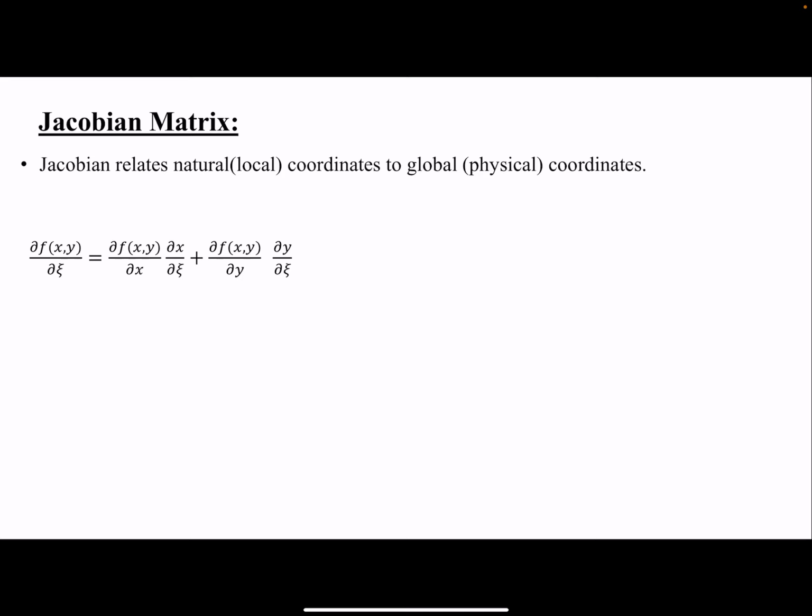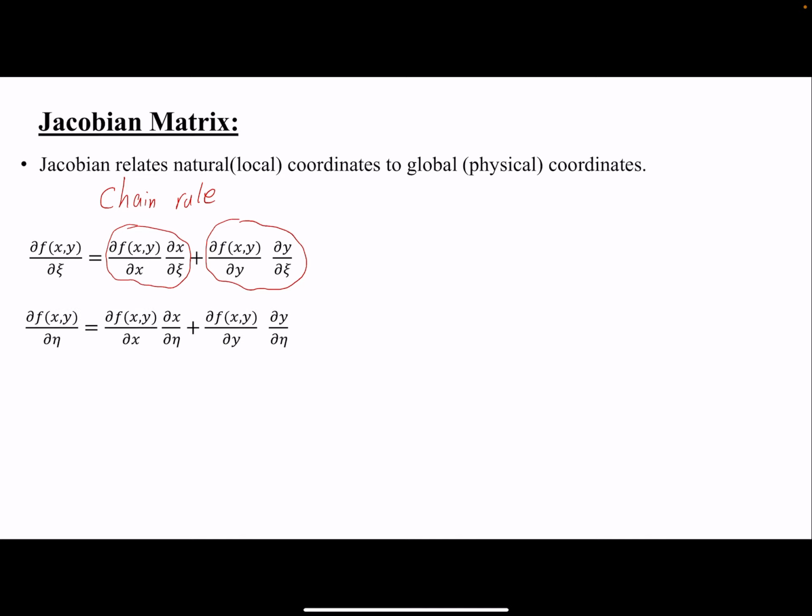So here, if you want to find the derivative of f(x,y) with respect to ξ, you have to use the chain rule. And remember, this is a 2D problem, so we have two components: partial f with respect to x, partial x with respect to ξ, and partial f with respect to y, partial y with respect to ξ. And if you want to find partial f with respect to η, the same thing. We use the chain rule, and it needs to have two components because it's 2D.